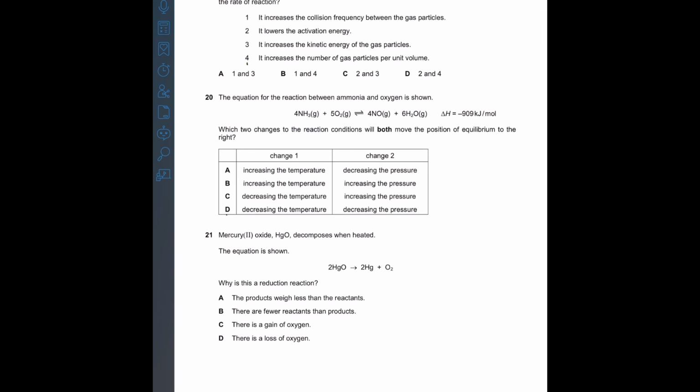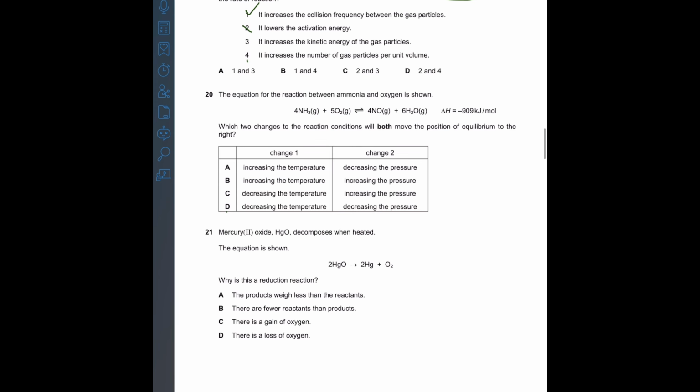19. Which statements explain why increasing the temperature in a reaction involving gases increases the rate of reaction? So we have to think, when we increase the temperature of a gas in a reaction, what happens to the gas that increases the rate of reaction? First, of course, it increases the collision frequency between the gas molecules. So one is correct. It lowers the activation energy. No, a catalyst lowers it. So two is wrong.